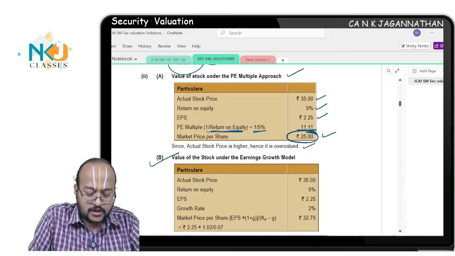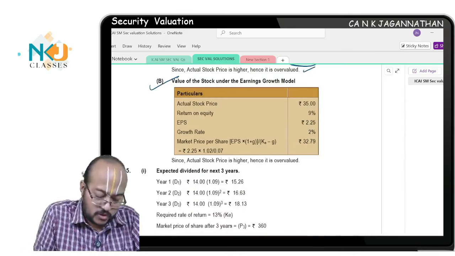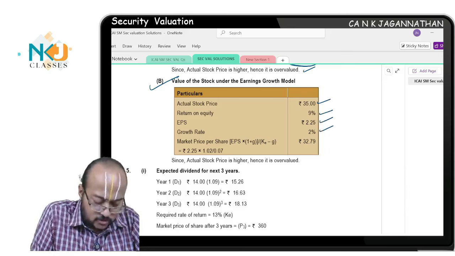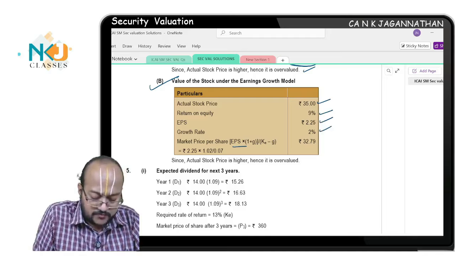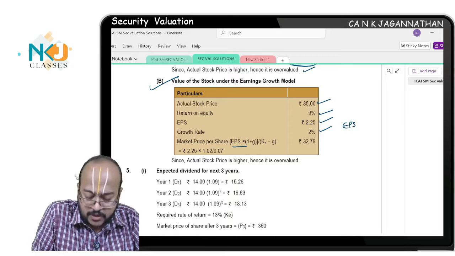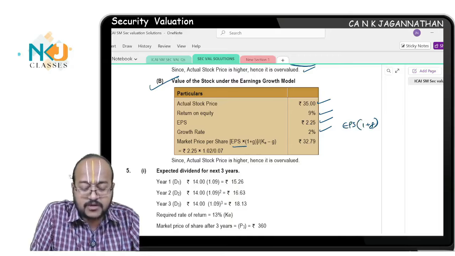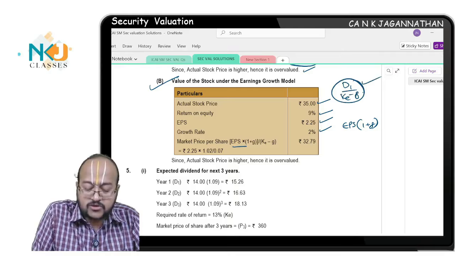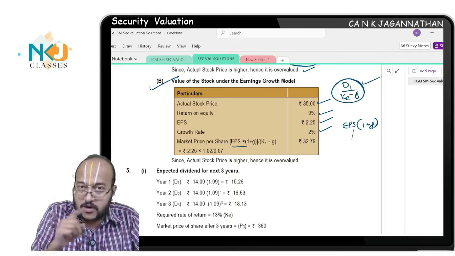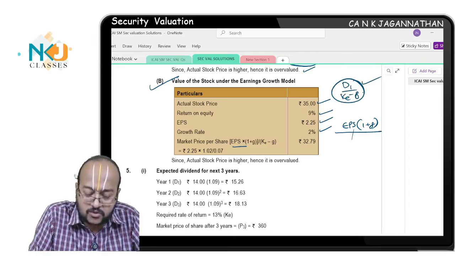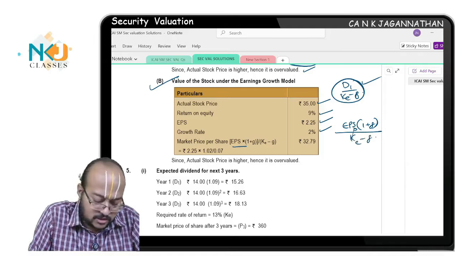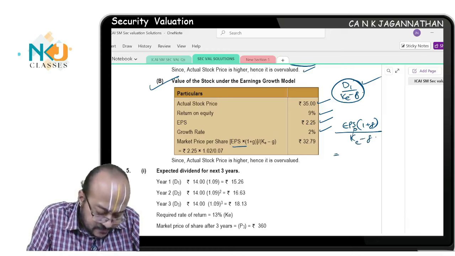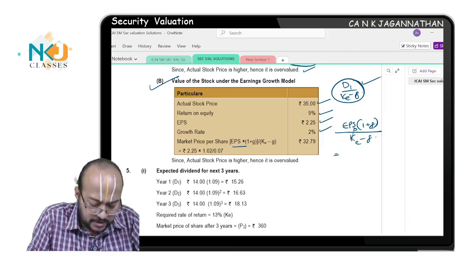Next, value of the stock under earnings growth model. Actual stock price comes to 35, return on equity 9%, EPS is 2.25, growth rate is 2%. Of course, EPS into 1 plus G, earnings growth model. In the same way, dividend D1 by KE minus G is as per the dividend growth model. Earnings growth model: EPS 1 divided by KE minus G. EPS 1 is nothing but EPS 0 into 1 plus G divided by KE minus G. So you will get 2.25 into 1.02 divided by 0.07.